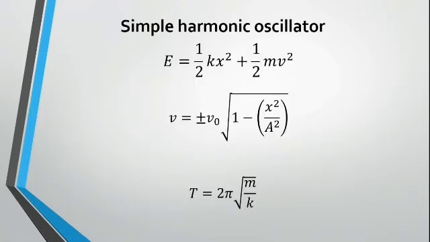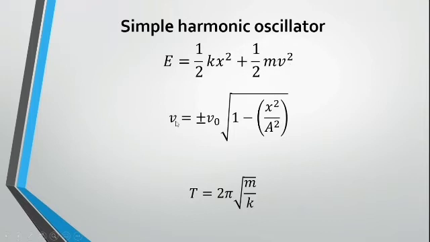Now we have here an equation for the simple harmonic oscillator, wherein I will show you later how we derive this equation. The energy involved for a simple harmonic oscillator is this: we have 1/2 kx squared, which is its elastic potential energy, plus 1/2 mv squared, which is its kinetic energy.